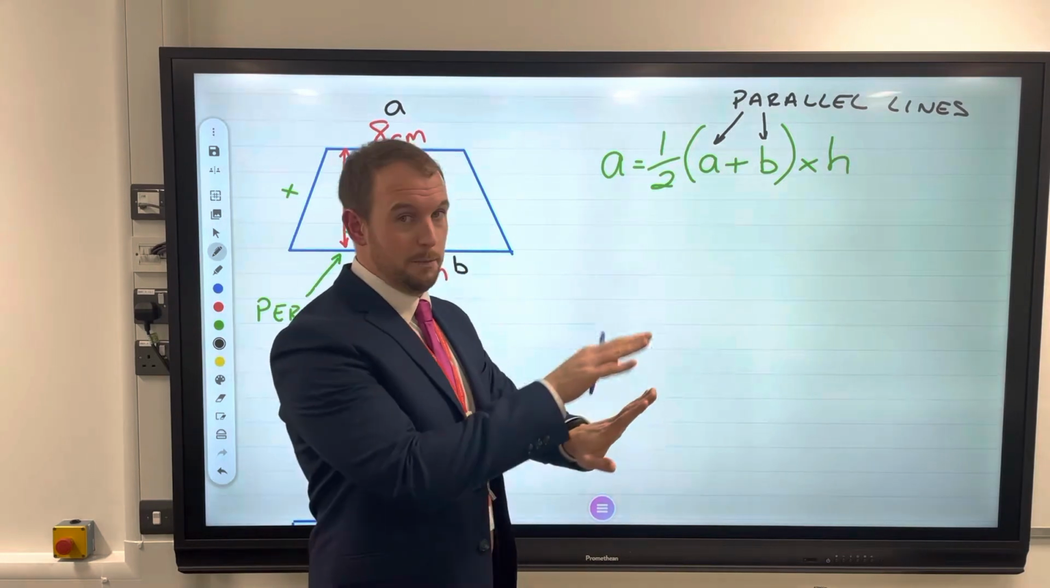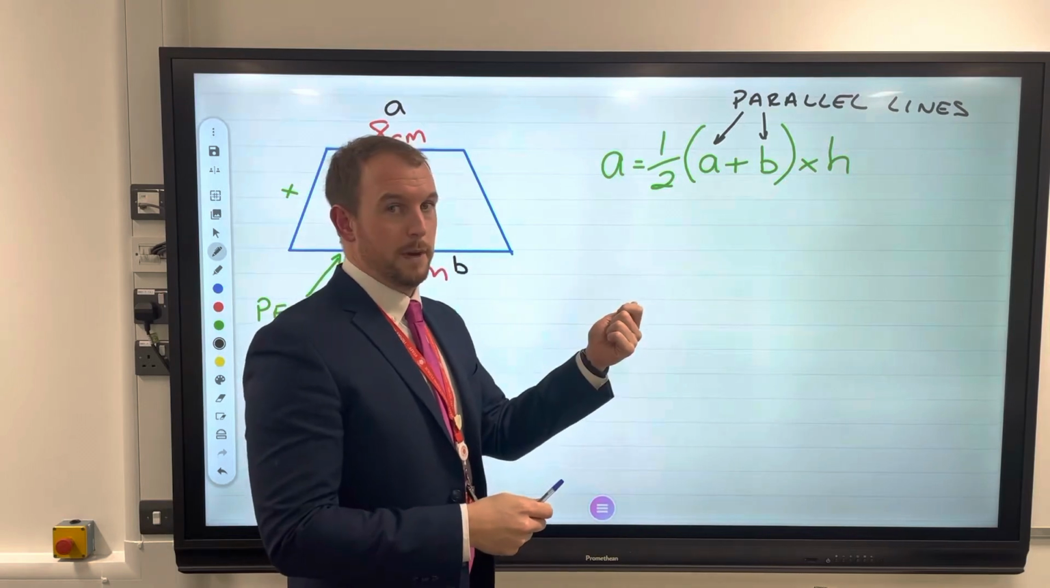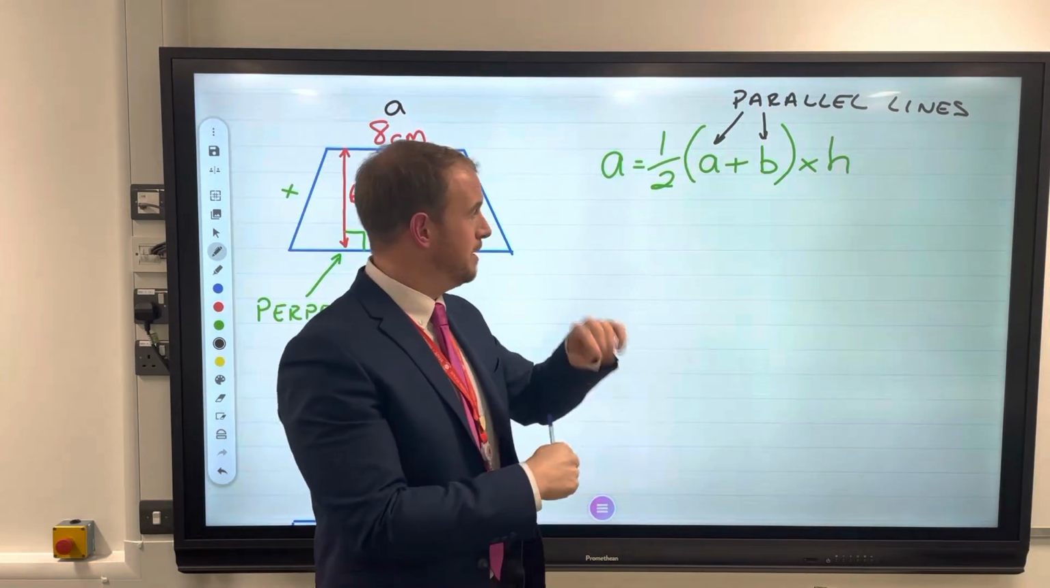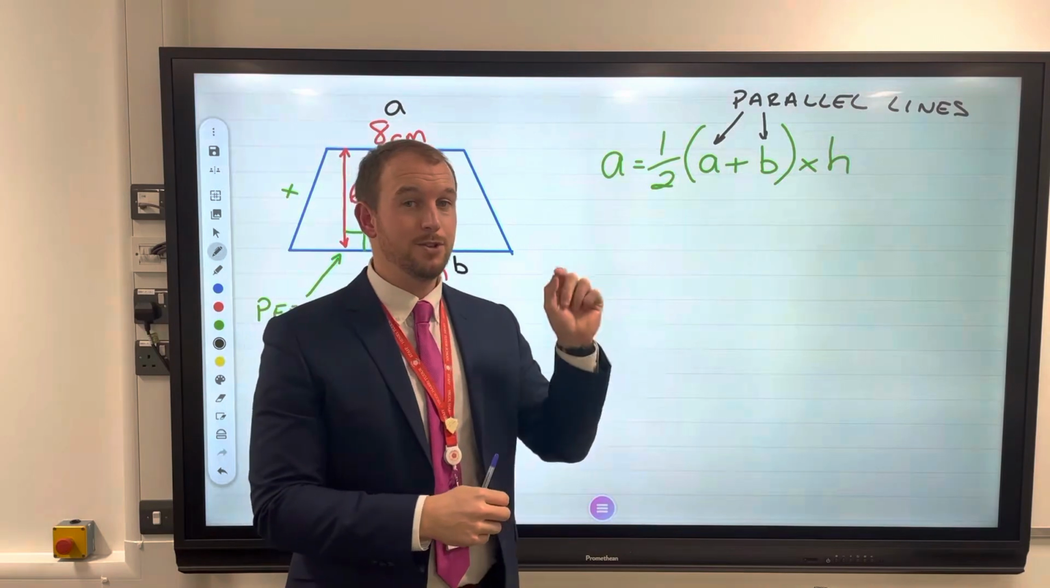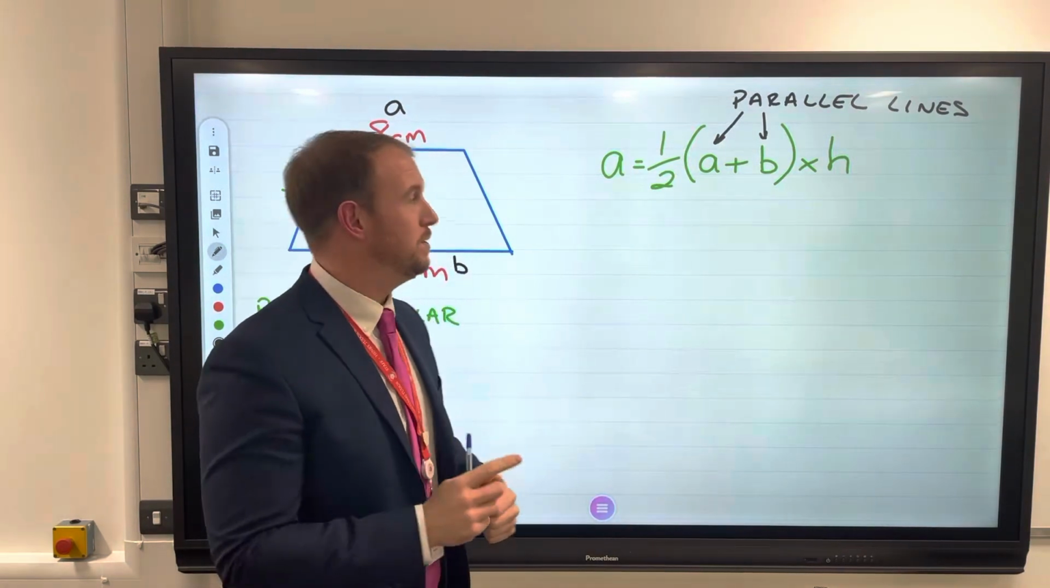Now at GCSE level, you are given this formula. When you've got your title page and you put your name on it and your candidate number, flip open the first page, you will have a formula list. This is one of them. So you don't need to learn it, however, you do need to practice using it.